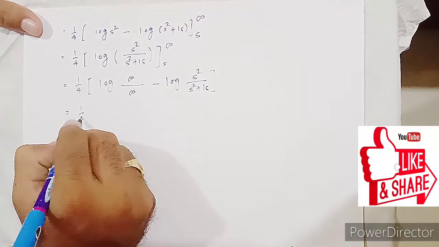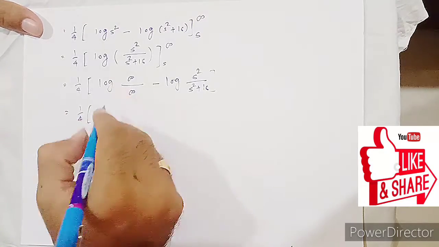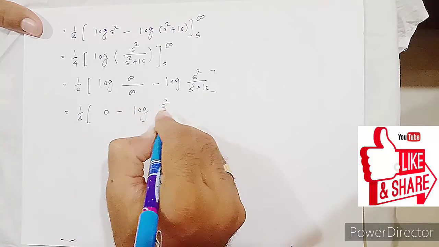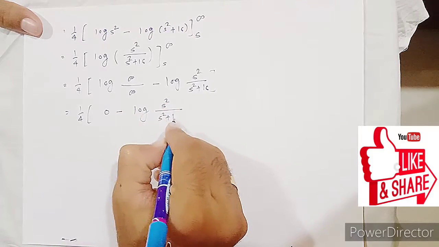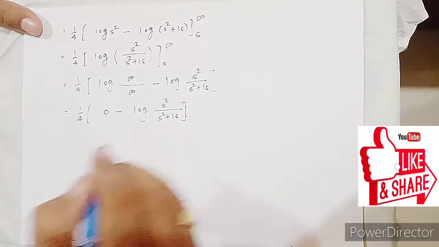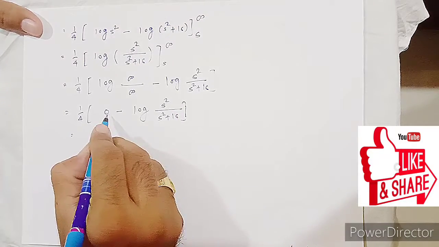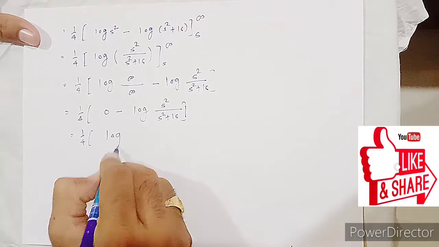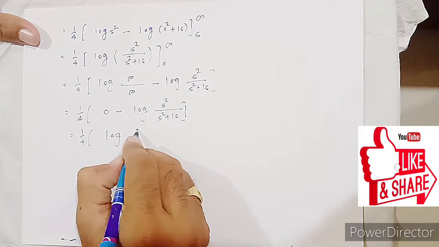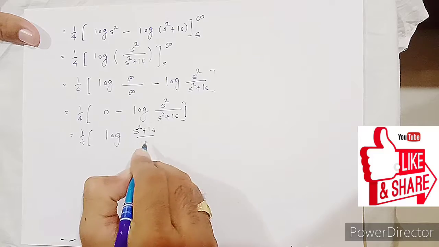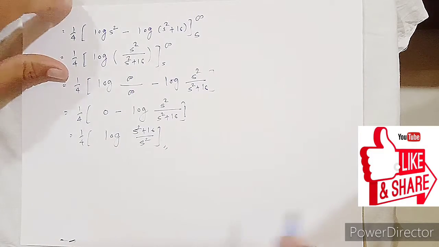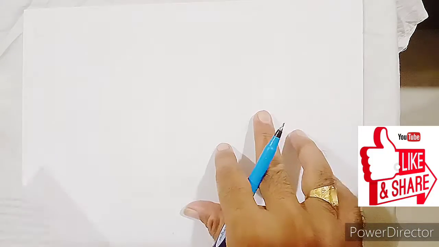Now tell me, what is the infinity upon infinity? 1. So log 1 becomes 0 minus log of s square divided by s square plus 16, right? Now that 0 is not necessary to write down, so we are taking minus sign inside. So all terms of numerator and denominator are exchanged with each other, right? So this is our final answer. So this is our second example based on the division by t.